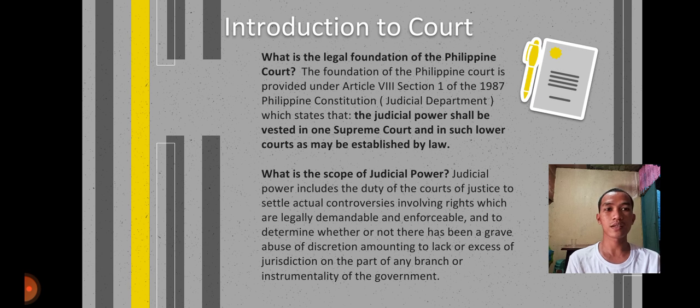Judicial power includes the duty of the courts of justice to settle actual controversies involving rights which are legally demandable and enforceable, and to determine whether or not there has been a grave abuse of discretion amounting to lack or excess of jurisdiction on the part of any branch or instrumentality of the government.